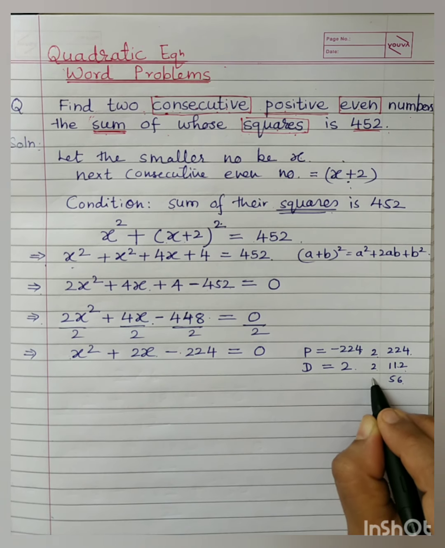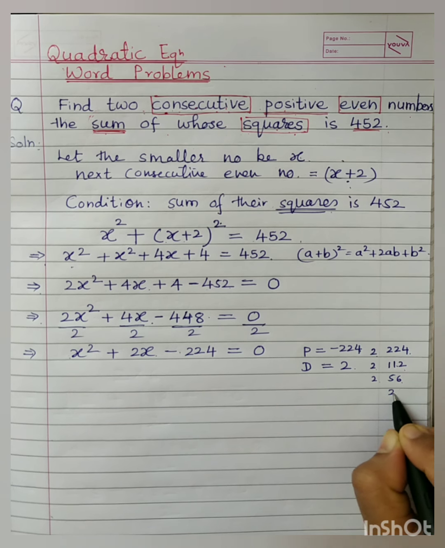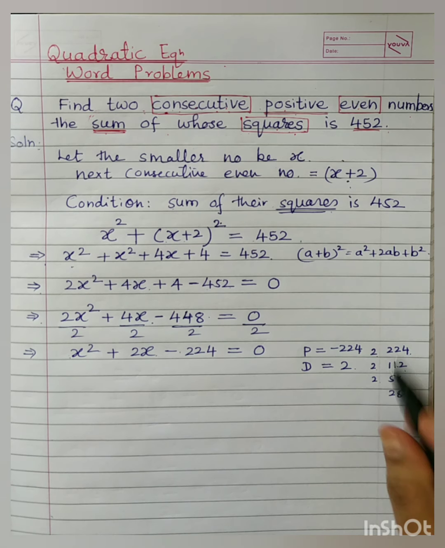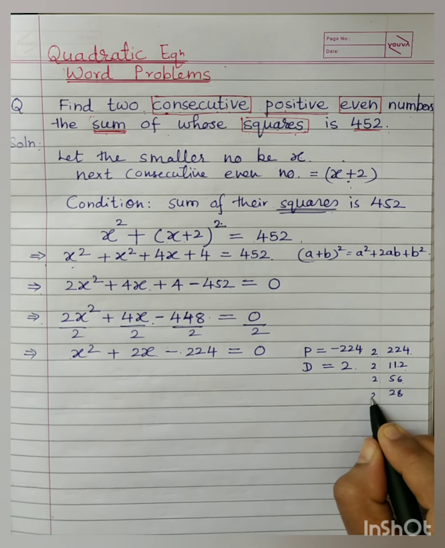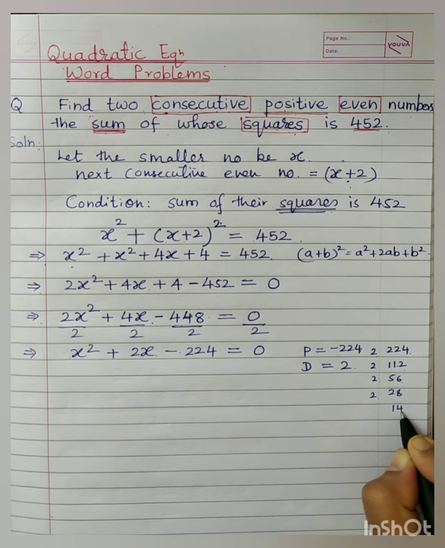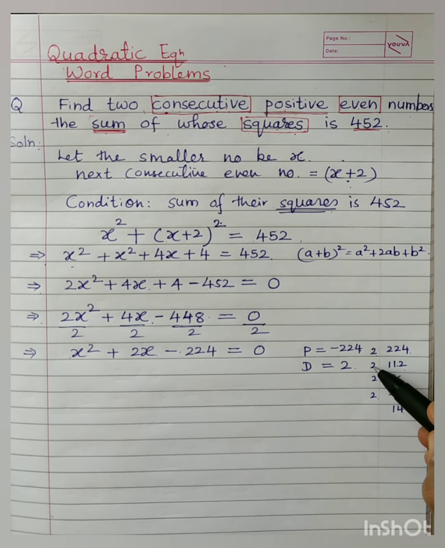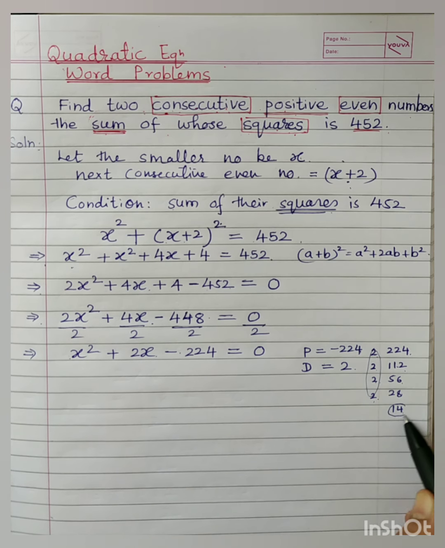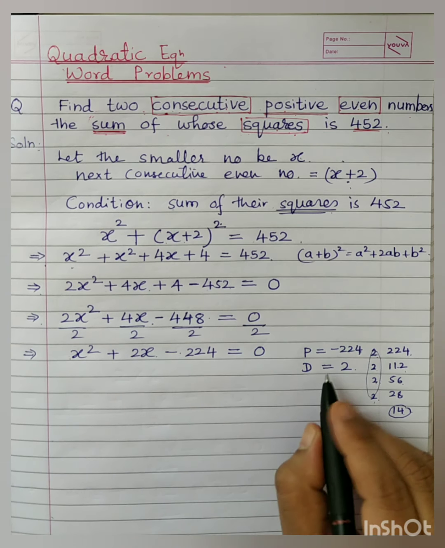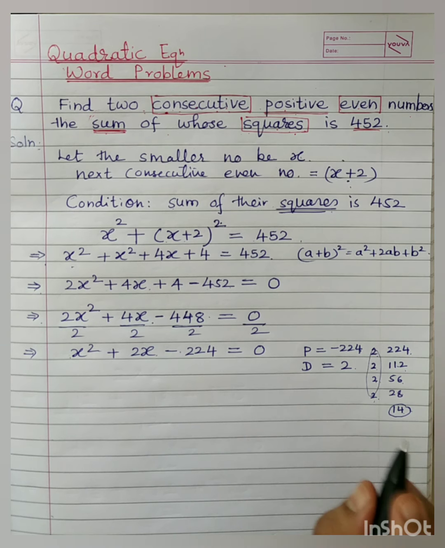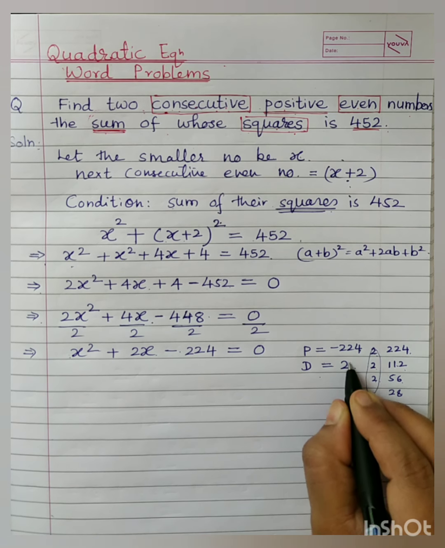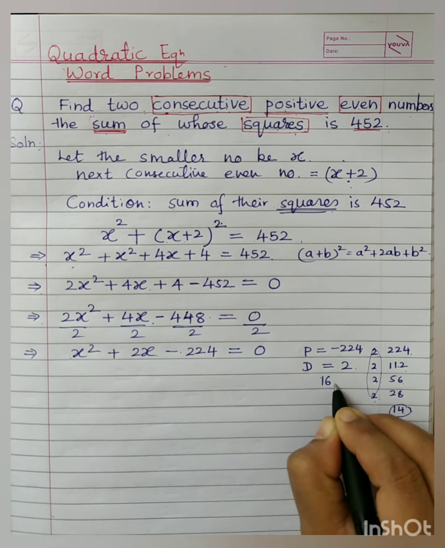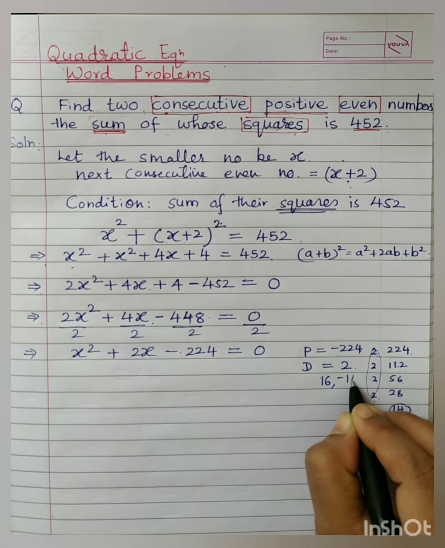56 also we cannot go for. 28 and 8 also we don't want. Then 14 and 16. Now look at this: 2 2s are 4, 4 2s are 8, 8 2s are 16. What is this number? 16. What is this number? 14. So we have got the numbers 16 and 14. Our difference is positive, so our numbers are 16 and minus 14.